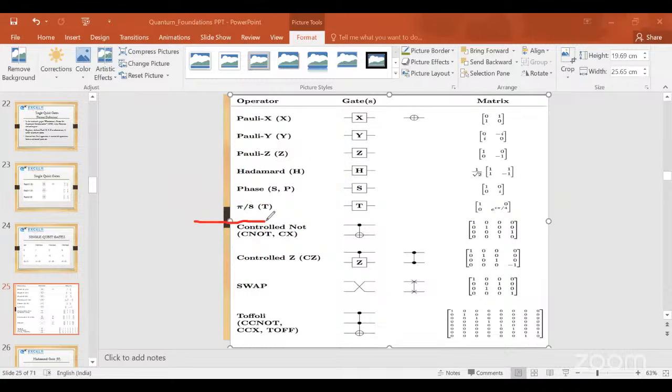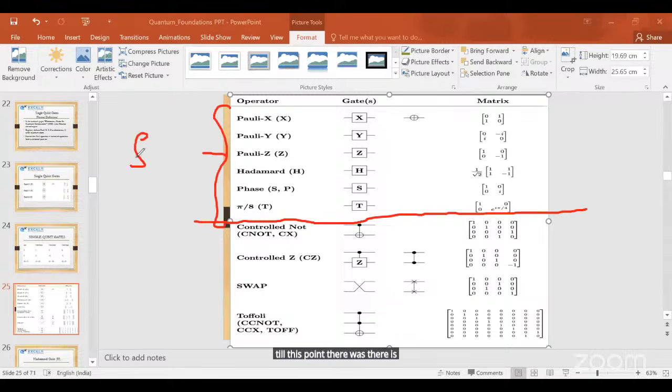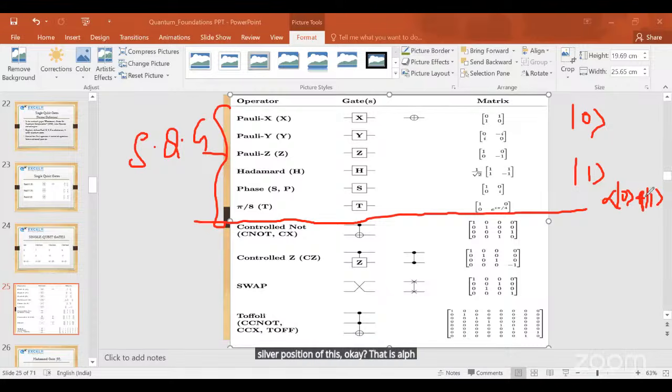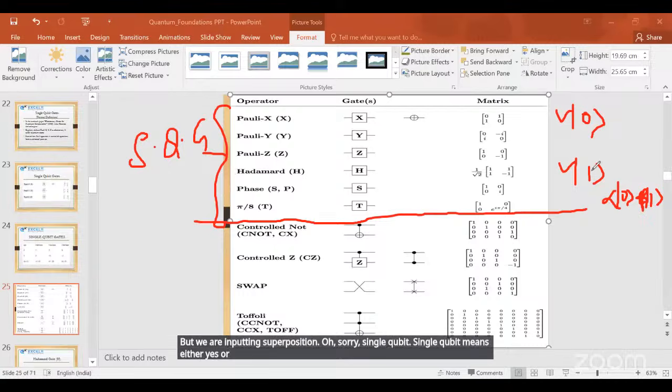Now, till this point, these are single qubit gates. All these gates are called single qubit. That is, we are inputting cat 0, or cat 1, or a superposition of cat 0 and cat 1, like alpha plus beta. Single qubit means either yes or no, or a combination of yes and no only.